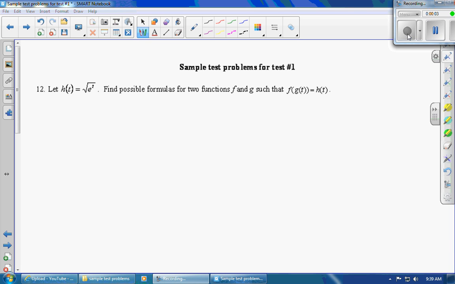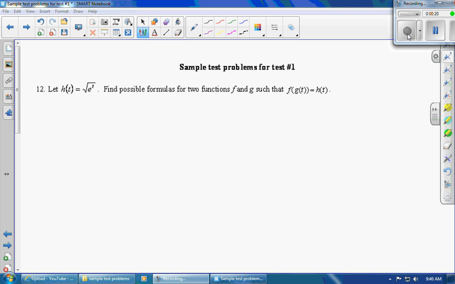This is problem number 12 on the sample test problems for test number 1. Let h of t equal the square root of e to the t. Find possible formulas for two functions, f and g, such that f of g of t equals h of t. All right, so there are a lot of different ways to answer this question.